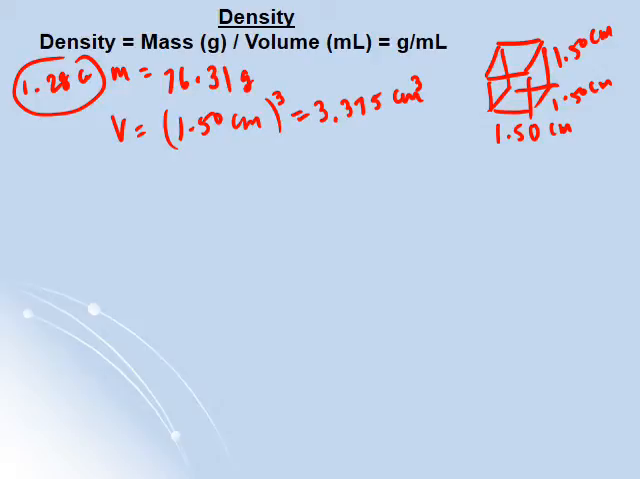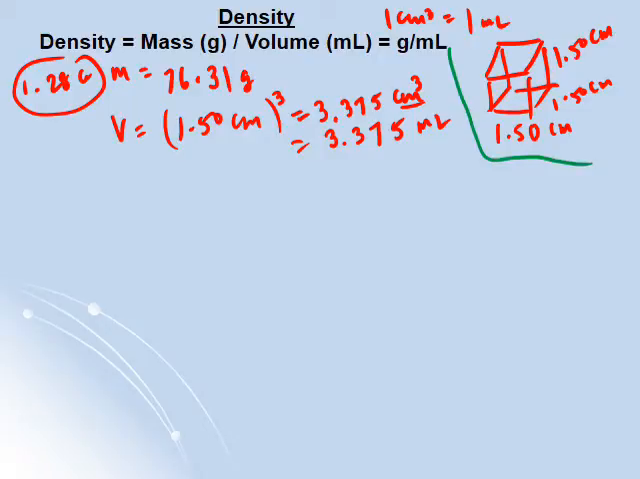Now the question is asking for density value. So density is given by gram per ml. Now what is ml? Centimeter cubed is ml. So let me write down here, 1 centimeter cubed equals 1 ml. 1 centimeter cubed is often called cc, cubic centimeter. It's the same thing. It's 1 ml. So now I can write down here 3.375 ml.